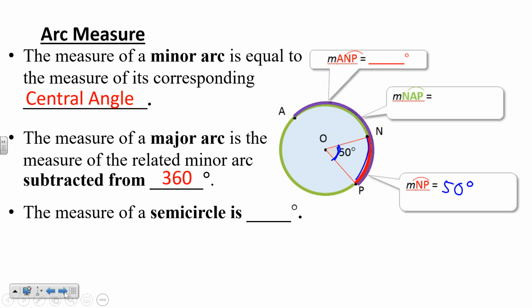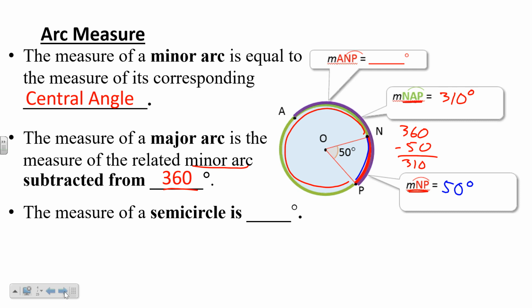So now let's talk about this. I have my minor arc NP, we said that's 50, and then they want you to find the major arc NAP, so the one that goes the other way around. Now there's 2 ways to think about it. Just like they said, it's the minor arc subtracted from 360, so you can just take 360 minus 50. So that's 310, so that's the answer.